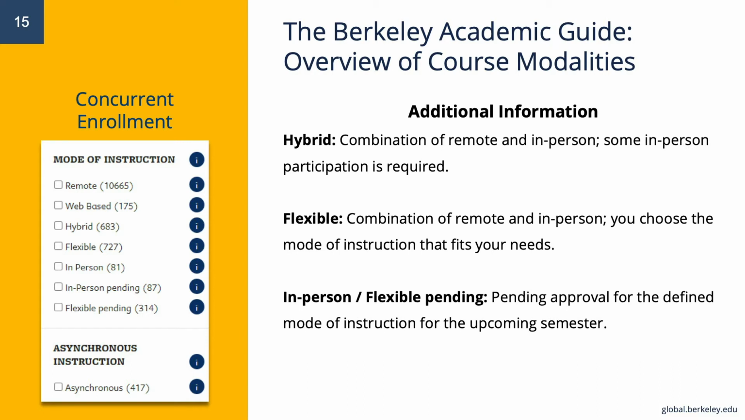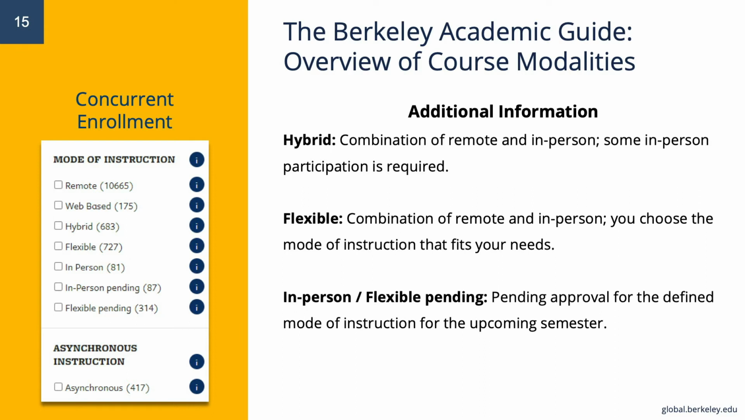Before we proceed to talking about applying for classes, let's briefly review a few more key terms regarding mode of instruction. For students who will be joining us here in Berkeley, hybrid courses may be an option for you. These courses provide you with a combination of remote and in-person learning, with some in-person participation being required should public health regulations permit. Flexible courses are another term in which courses are offered in different modes of instruction, and you can choose the type of instruction that suits your academic needs.